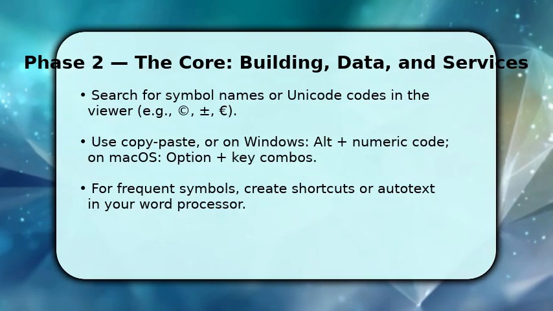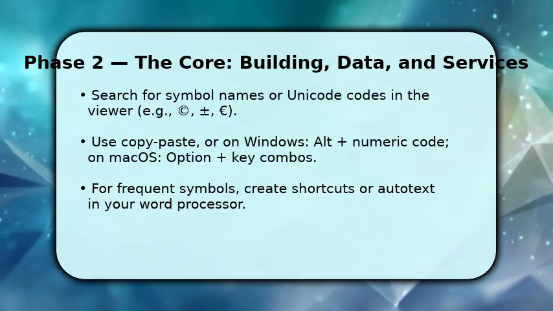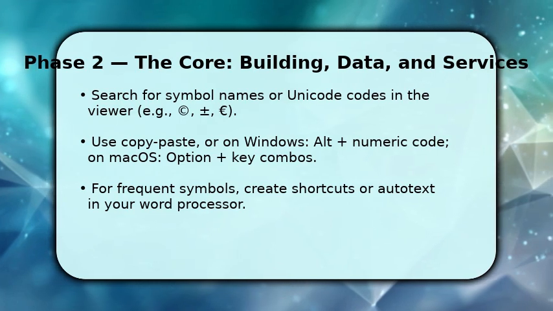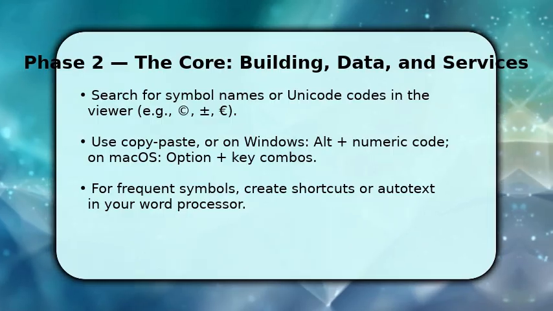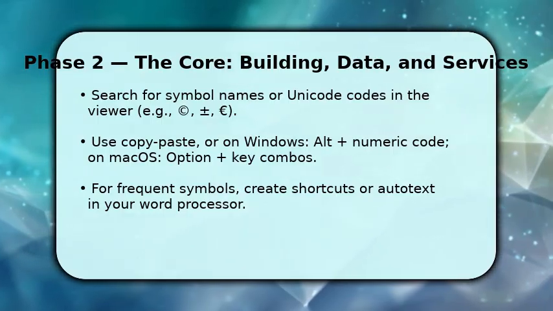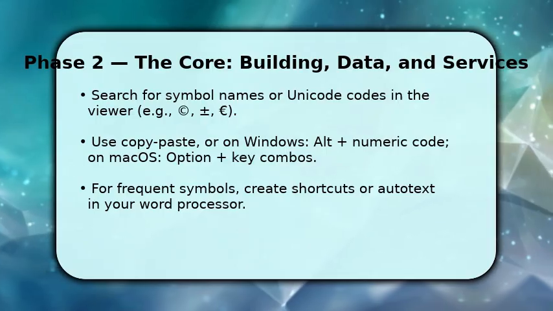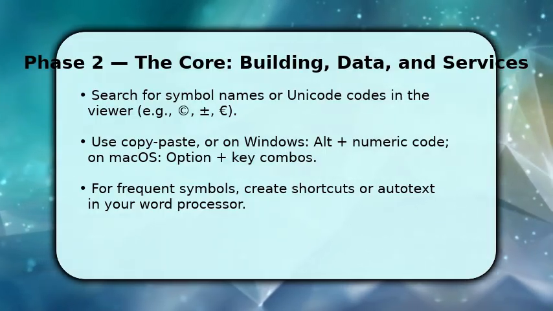You now find the exact symbol using search or by scanning the map. Type its name or Unicode to narrow results. After selecting, copy and paste into your document. It's fast and reliable. For Windows, you can also hold Alt and type the numeric code on the numpad.